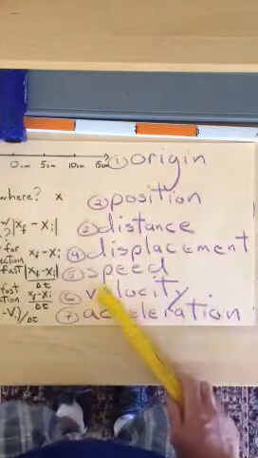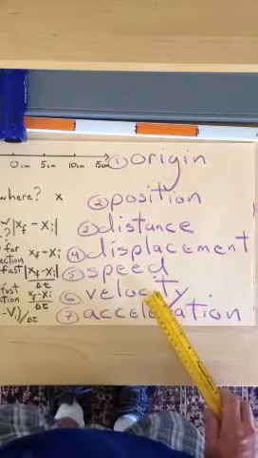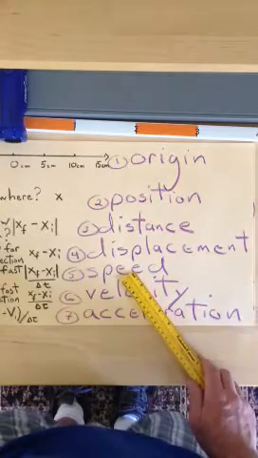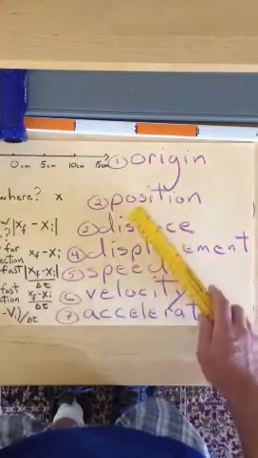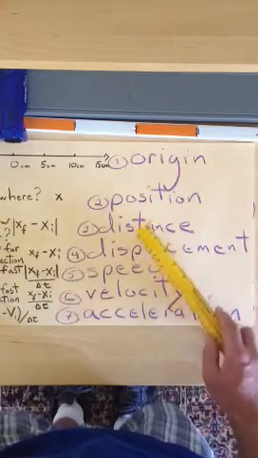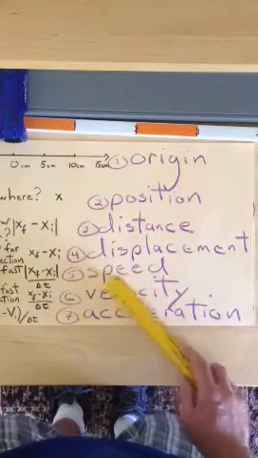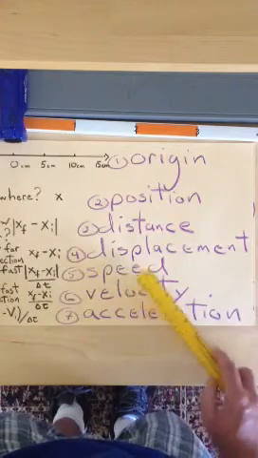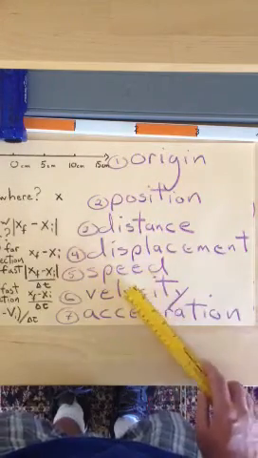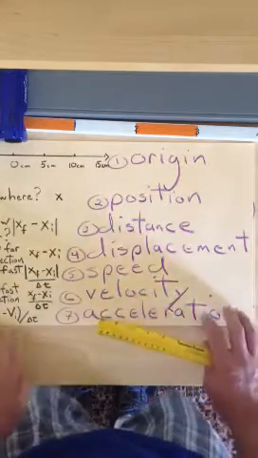So velocity, again, is how fast you're moving in a certain direction. Speed is just how fast you're moving. So as distance is to displacement, scalar to vector, speed is to velocity, that is, motion and motion plus direction. Scalar quantity is speed, vector quantity is velocity.